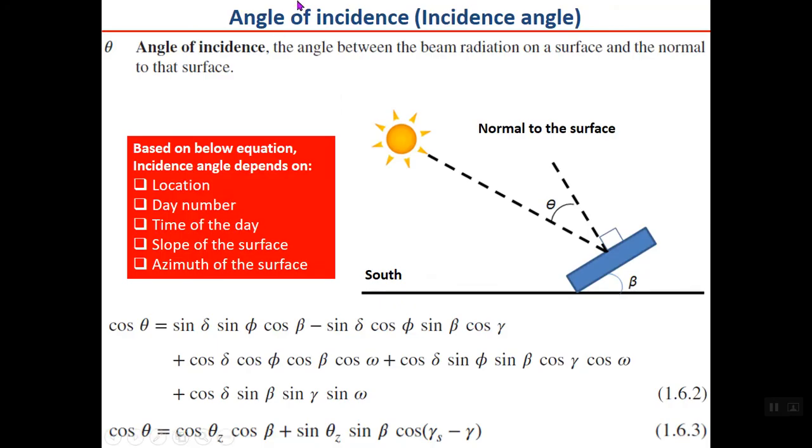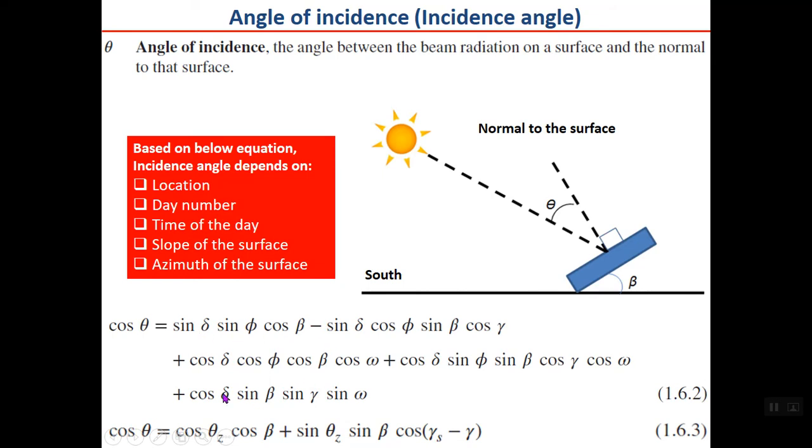Angle of incidence is the other parameter of importance. As you can see here in the picture, the angle of incidence, which we show by theta, is the angle between the beam radiation on a surface, which is this line, and the normal to the surface, which is this dashed line. So the angle between the normal to the surface and the beam radiation direction is named theta, and it is a very important angle. Based on the equation below, you can see that cos theta can be calculated by this long equation or the other one, which are actually the same.